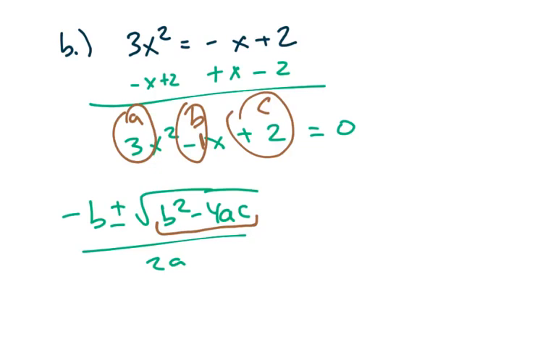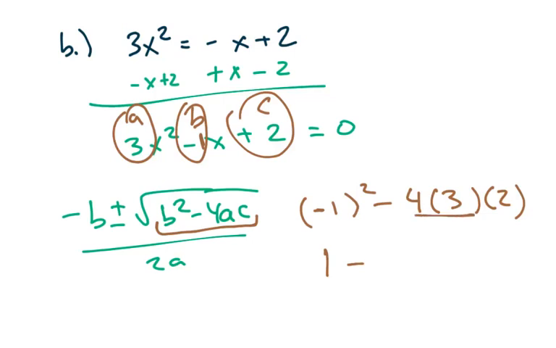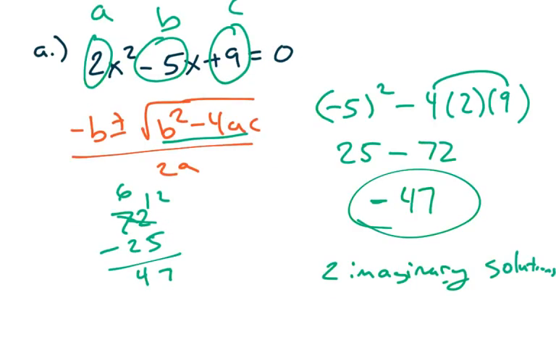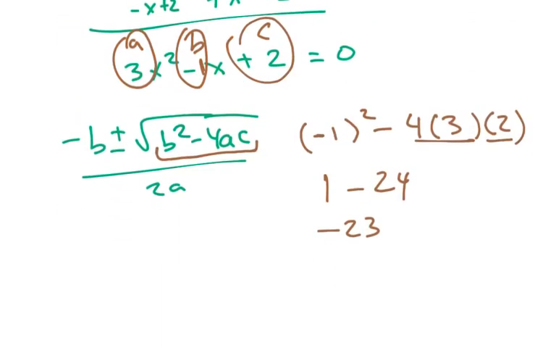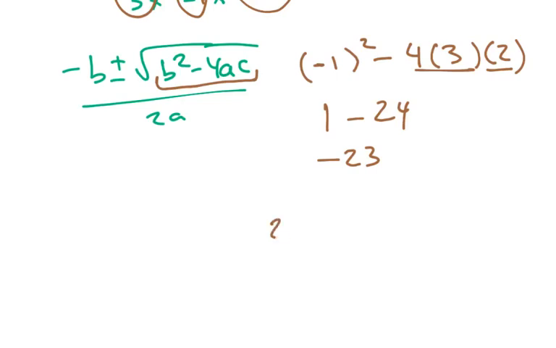And so what we have here is negative 1 squared minus 4, a is 3, c is 2. So we have 1 minus 12 times 2 is 24, so this is negative 23. Interestingly, the last one was, I was seeing if I made a mistake or something. They're both the same, so this is another situation where you have two imaginary solutions.